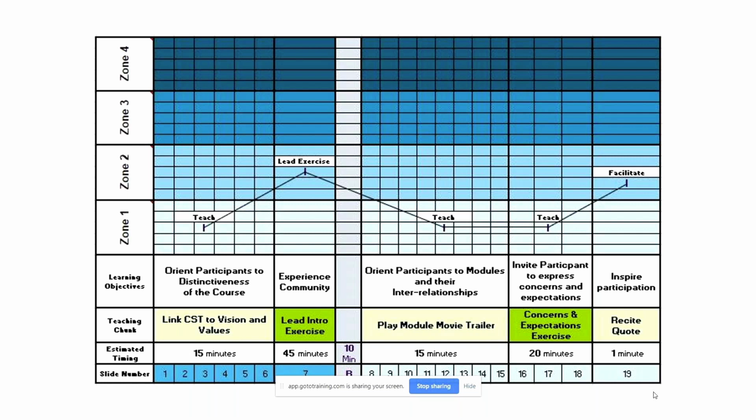What are the zones aligned to? Is that the Kirkpatrick model that was shared with us? Great question. That is, no, yeah, I'll let Marcia address that. Thanks, Larry. I would love to.